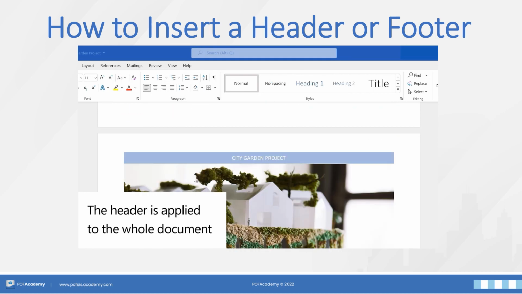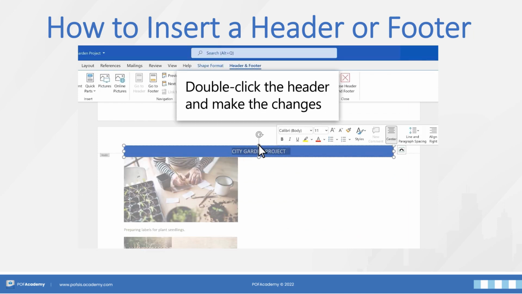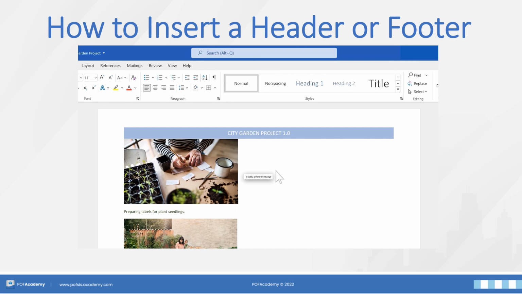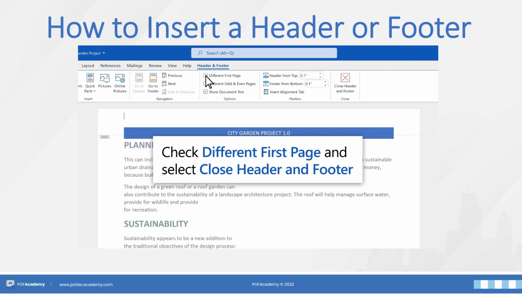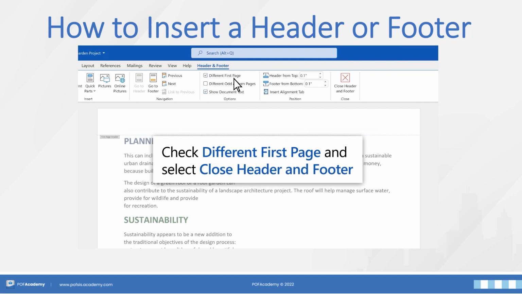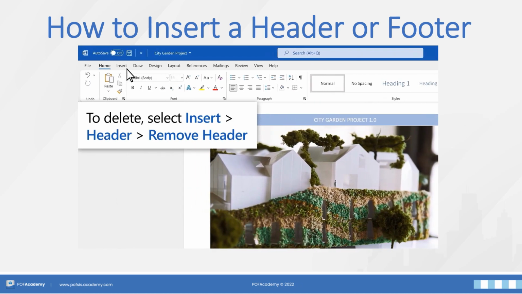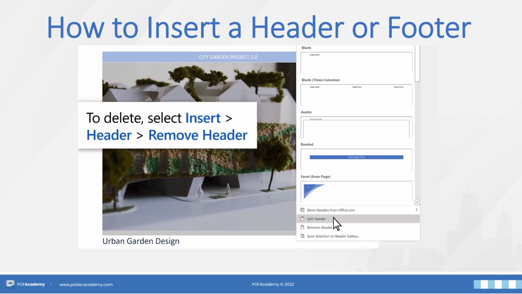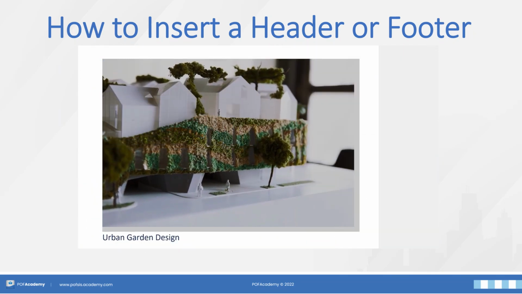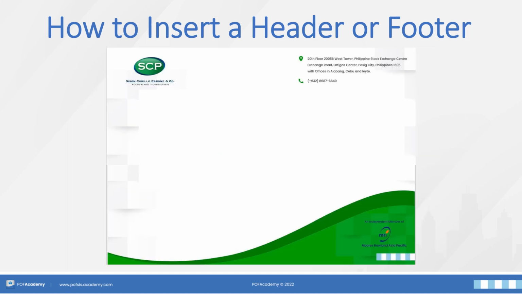You'll notice that all the pages in your document have the same header you just inserted. Double-click the header to make the changes. If you want your first page to be different than the other pages, like for a title page, check Different First Page and select Close Header and Footer. To delete the header or footer, select Insert, Header, Remove Header.